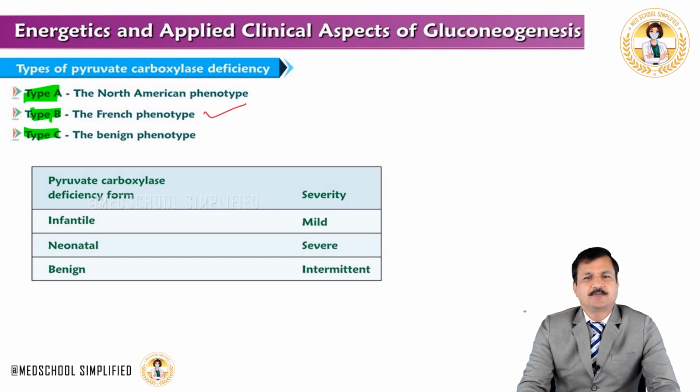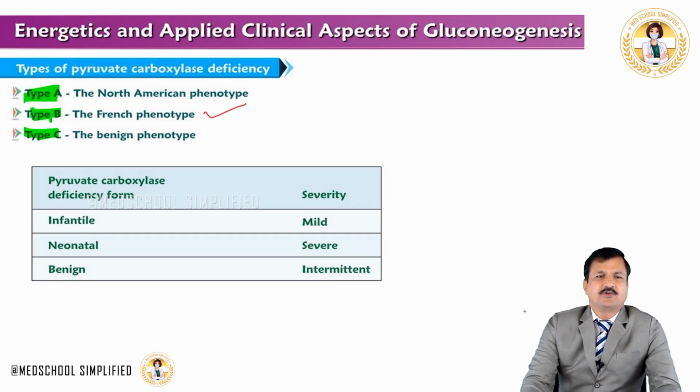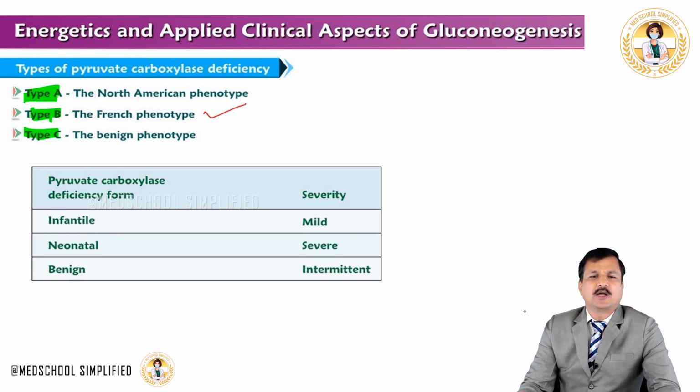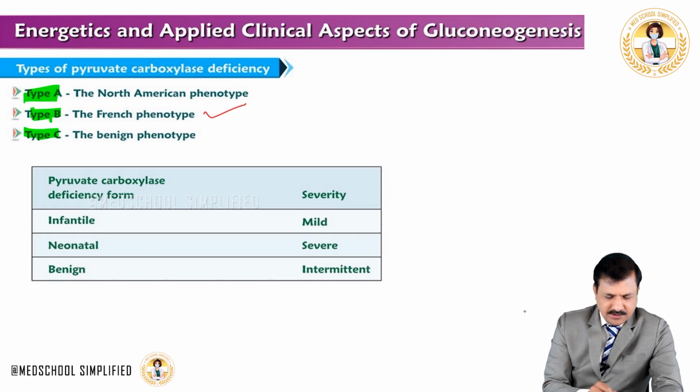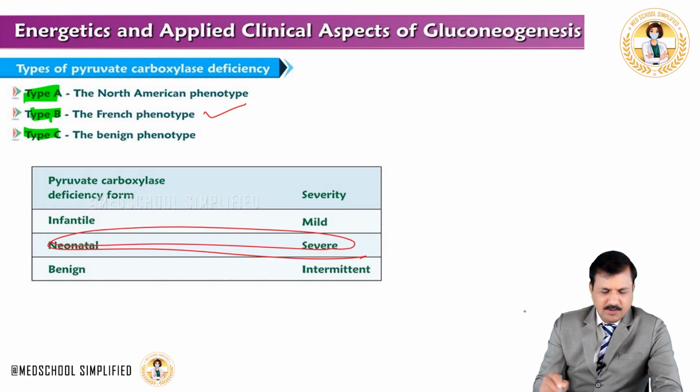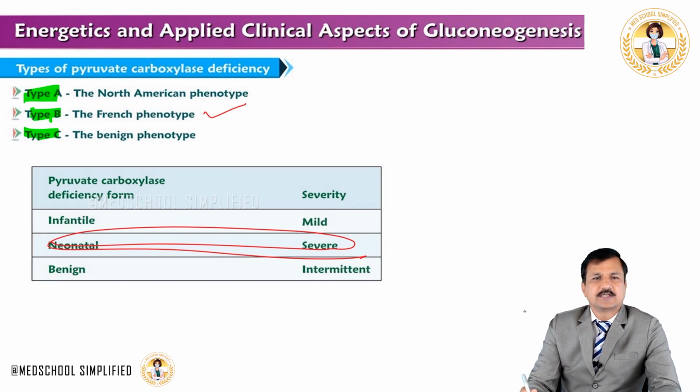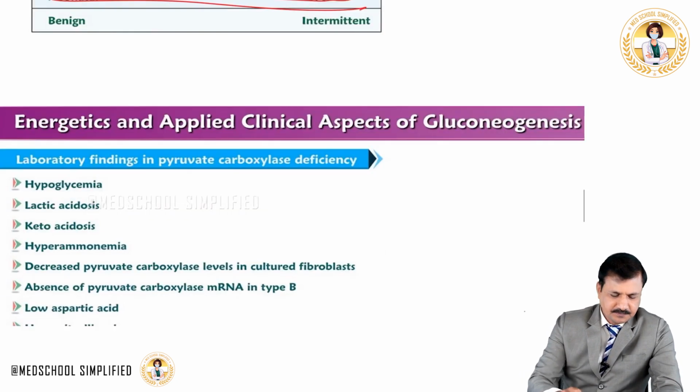So the benign phenotype, in that sense, will be a mild one. The North American phenotype is a moderate one, and the French phenotype is the severe one. So the severity accordingly is given here: infantile form, neonatal form, and benign form. So the neonatal form is the severe form of pyruvate carboxylase enzyme deficiency.